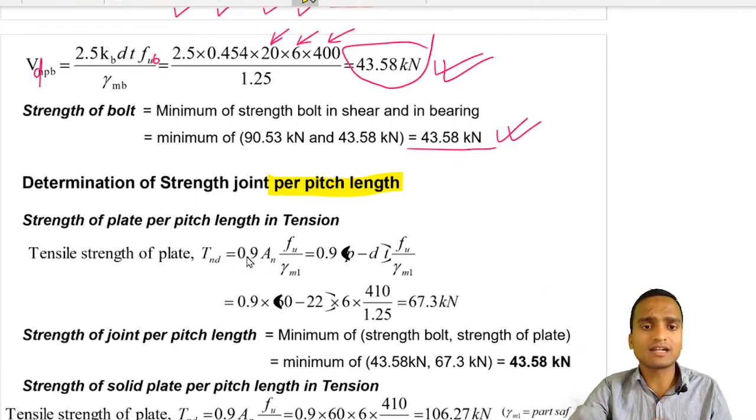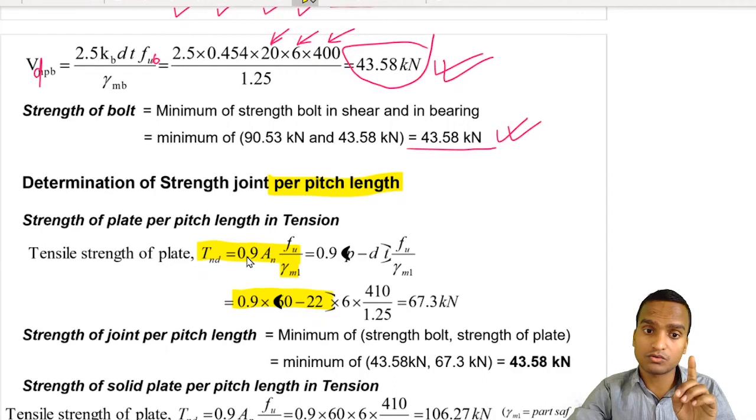That's why in the calculation of net area, An is calculated here. You can see this is the formula of net tensile strength of plate, and it is equal to 0.9 into An into Fu by gamma ml, and here it is calculated as 0.9 multiplied by 60 minus 22. Now what is this 60? 60 is the width of the plate, and what is this 22? 22 is the diameter of one bolt hole, okay, and T is the thickness of plate.